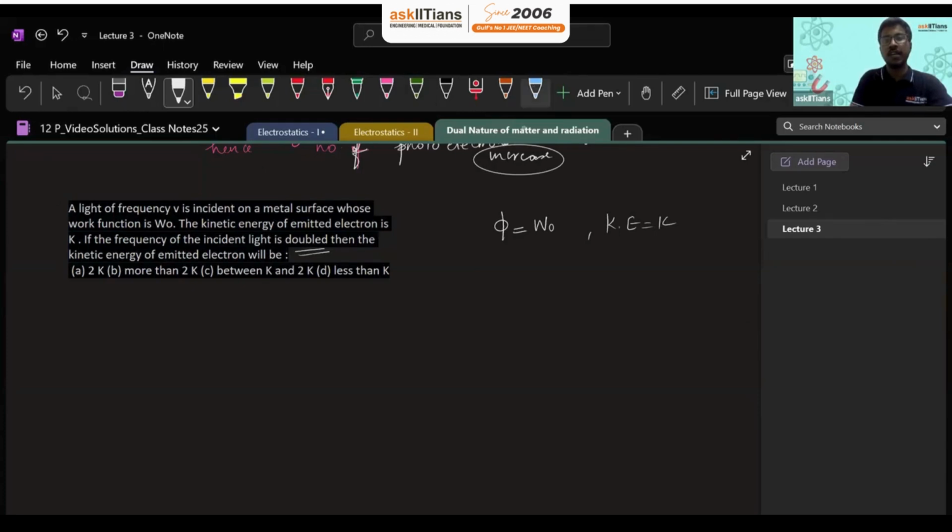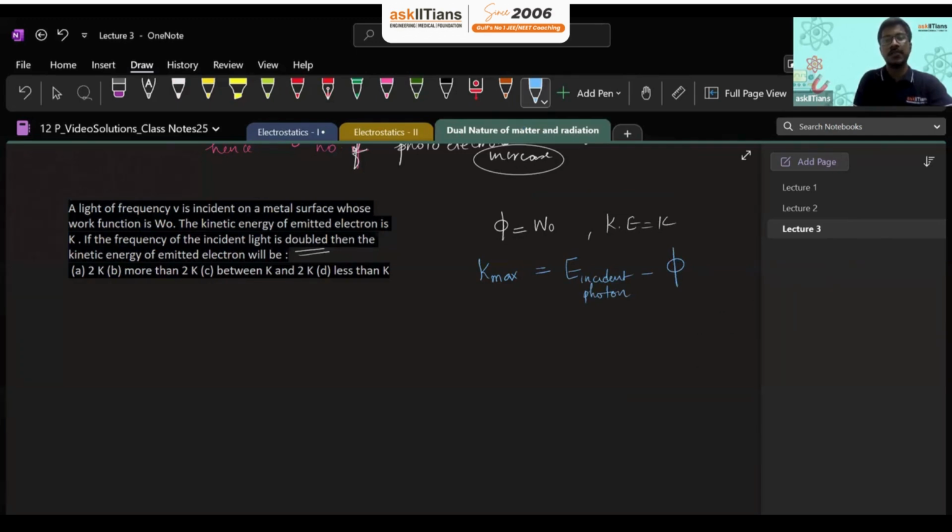We know from the photoelectric equation, we can write kinetic energy K max as the energy of the incident photon minus the work function of the metal, right?